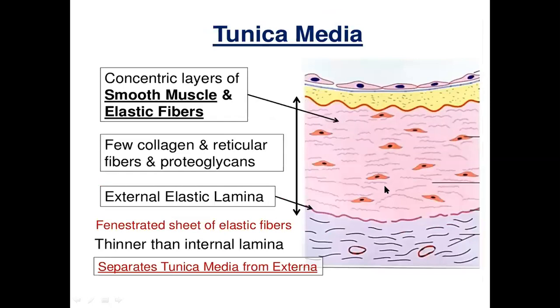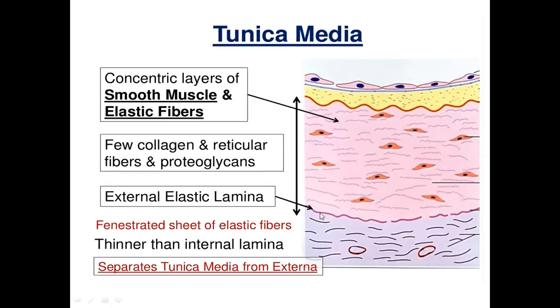Now moving towards the middle layer, you must have gone through the previous part that the middle layer is made up of smooth muscles and elastic fibers. So the middle layer, which is comparatively thick in certain blood vessels, is made up of smooth muscles and connective tissue, and the connective tissue has lots of elastic fibers. There could be some collagen fibers, reticular fibers, and glycoproteins, which form the connective tissue component of the media.